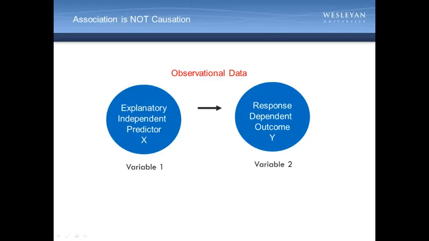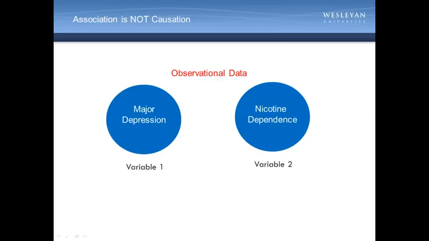So despite the fact that we have imposed a causal model on our research question by selecting an explanatory and response variable, in fact, because we're working with observational data, we cannot test causality. Although we found a significant association between major depression and nicotine dependence, and decided that major depression was an explanatory variable and nicotine dependence a response variable, this simply reflects the causal model that we've imposed. It's possible that major depression causes nicotine dependence. But it's also possible that nicotine dependence causes major depression.